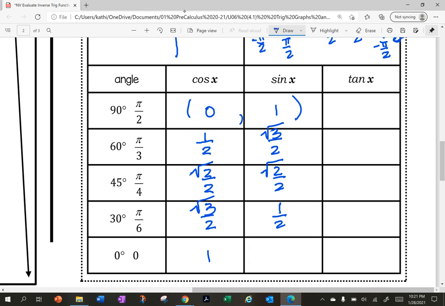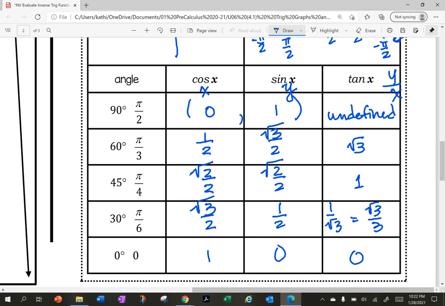At 0, this is 1, 0. And tangent is y divided by x. Cosine is x, sine is y, and tangent is y divided by x. So 1 divided by 0 is undefined. Square root of 3 over 2 divided by a half is the square root of 3. Square root of 2 over 2 divided by square root of 2 over 2 is 1. One half divided by square root of 3 over 2 is 1 over the square root of 3, or the square root of 3 over 3. And 0 divided by 1 is 0.